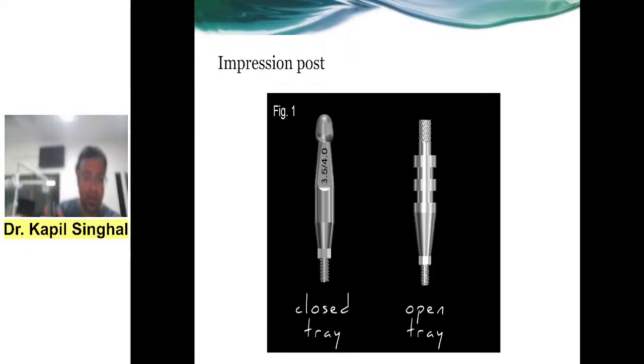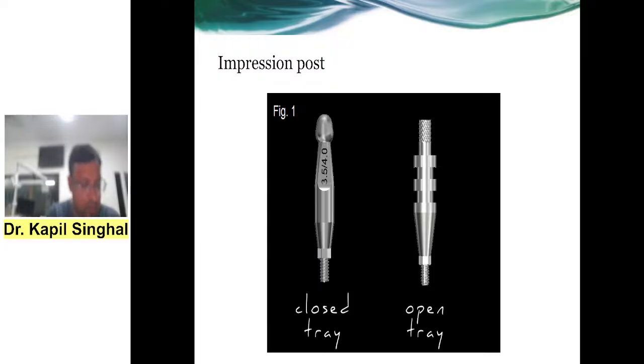Now I will unscrew that closed tray impression coping and I will manually transfer this impression coping inside this impression. That is why the closed tray impression technique is also known as a transfer impression technique, because you manually transfer that impression coping in that impression. And the open tray technique was known as a pickup impression technique.